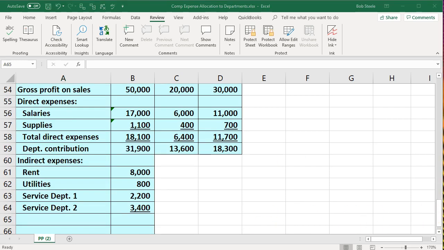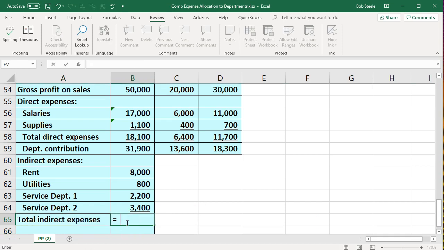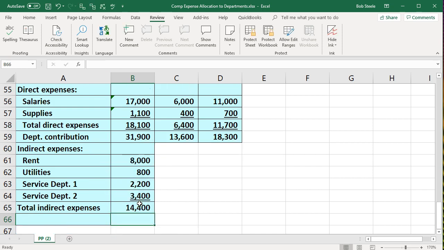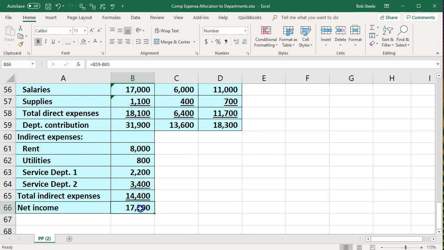And then we've got the total indirect expenses. If we sum these up, and that's the 14,400. And so our income, let's go ahead and underline this. Our net income will equal the department contribution minus the total indirect expenses. And we'll go ahead and double underline this one. So there we have it.